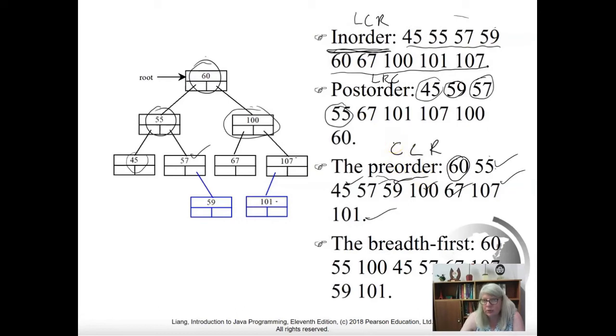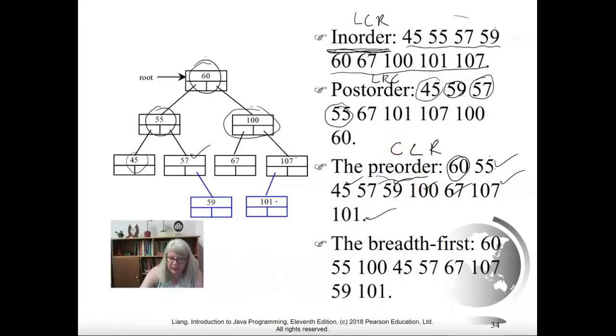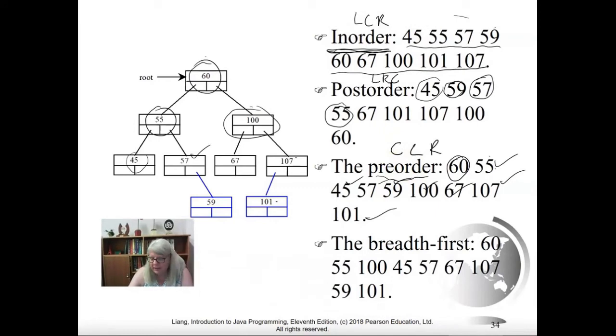Let's have a look at breadth-first first. It's just per level: 60, then 55, then 100, then 45, 57, 67, 107, 50, 901. You see I take every level from left to right. We will do more examples.